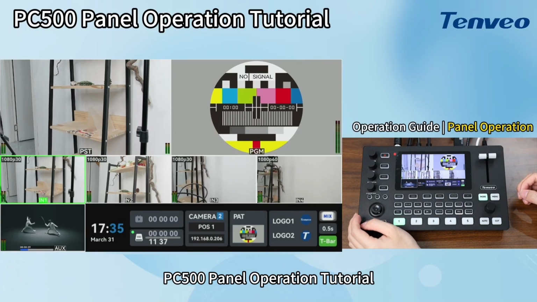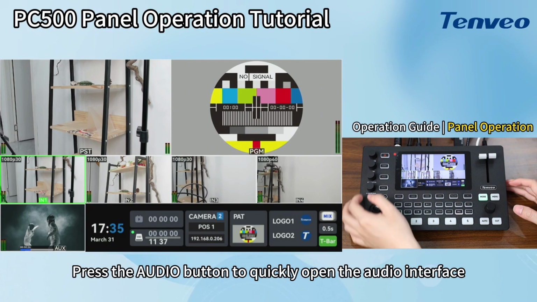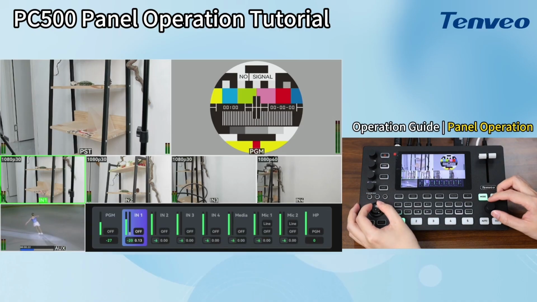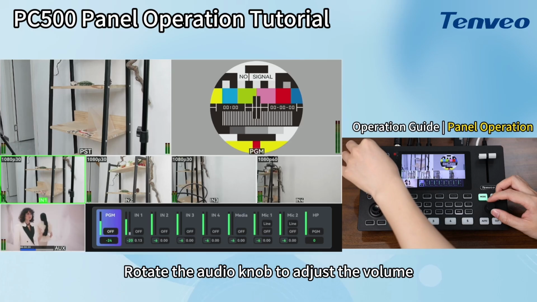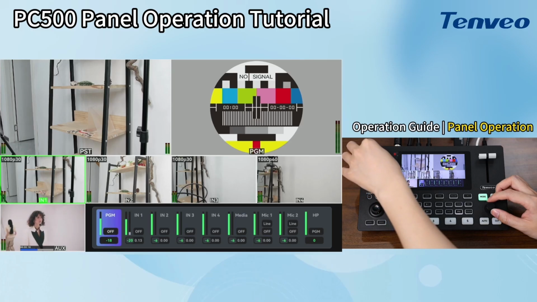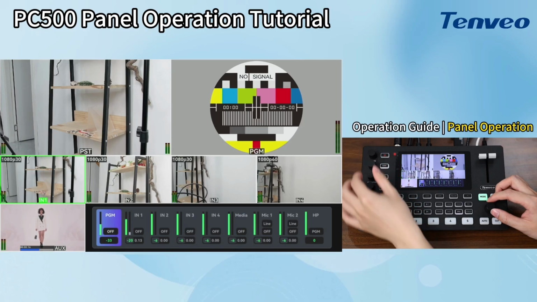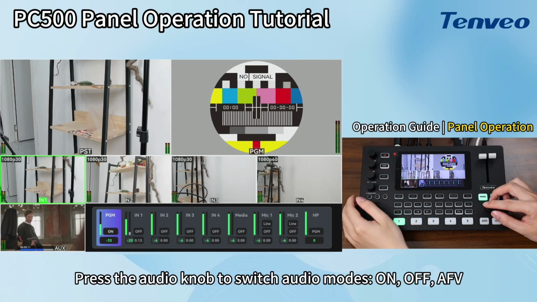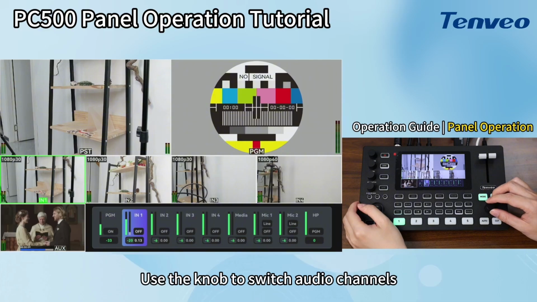TEVO-PC500 panel operation tutorial. Press the audio button to quickly open the audio interface. Rotate the audio knob to adjust the volume. Press the audio knob to switch audio modes: on, off, AF. Use the knob to switch audio channels.